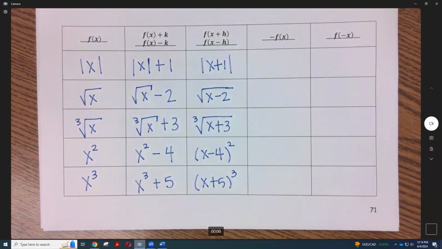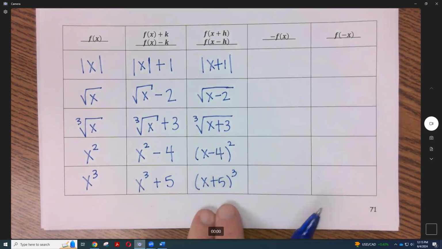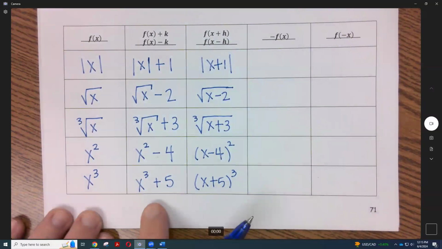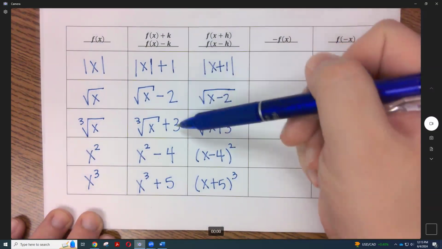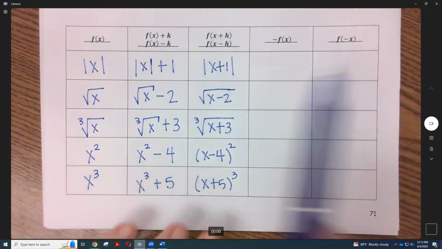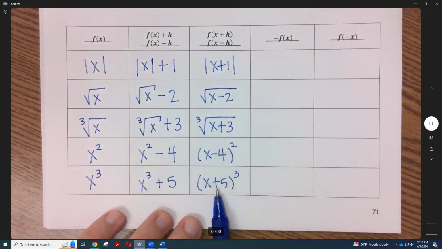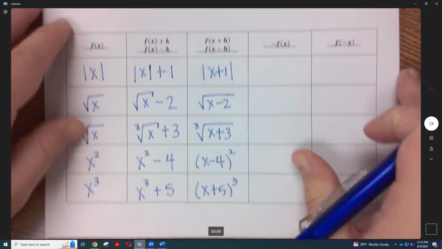Okay, rewind this. If you do not understand the difference between outside the function, numbers getting added and subtracted, and inside the function, numbers getting added and subtracted within that function. This one moves them up and down, and they're predictable. So up, down, up, down, up. These are opposite. This would be left, right, left, right, left. All right, continuing on.